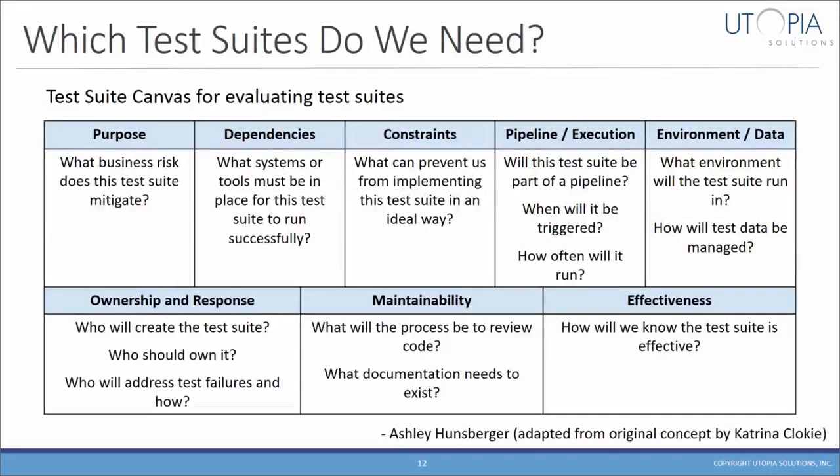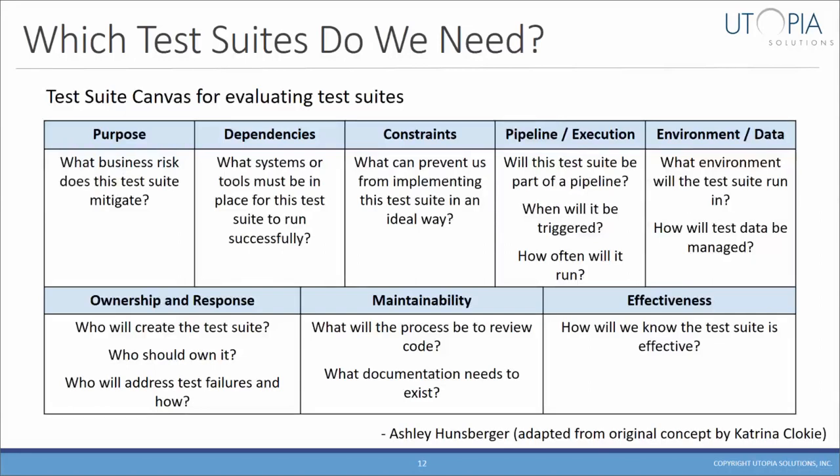So let's start with determining what test suites we need as part of our delivery pipeline in the first place. A good way to do that is to use a process introduced by Katrina Clokey and further refined by Ashley Hunsberger, and that's the test suite canvas. The idea behind the test suite canvas is to think about important aspects of each of the test suites that we're thinking of creating, so we can first of all determine if we need it, and then figure out what it's going to do and how we're going to implement it if we do.